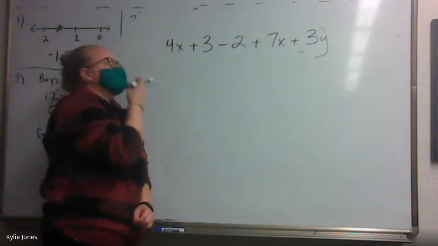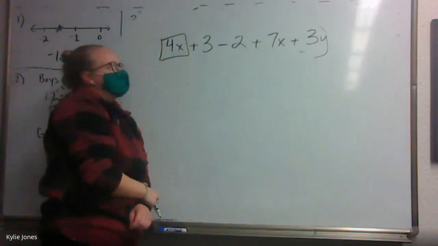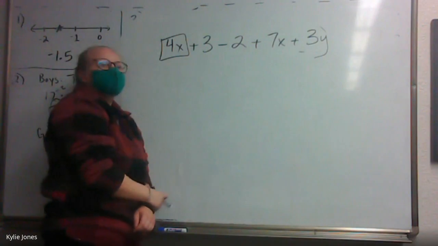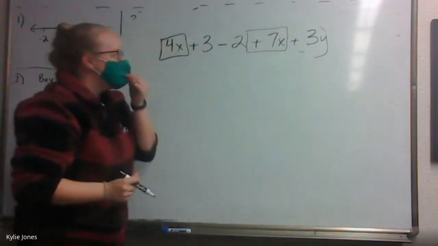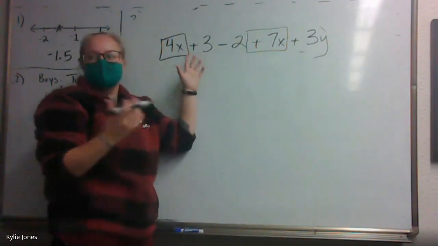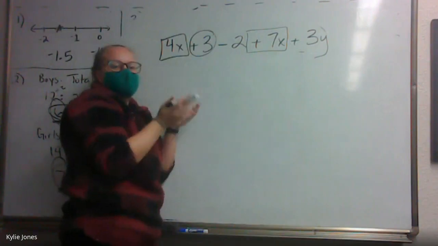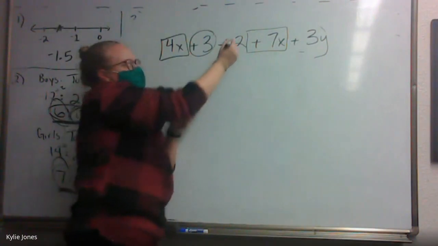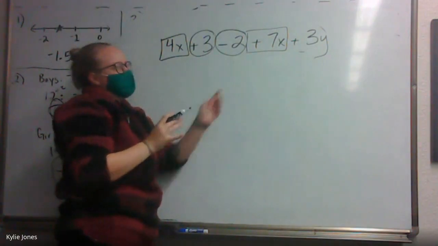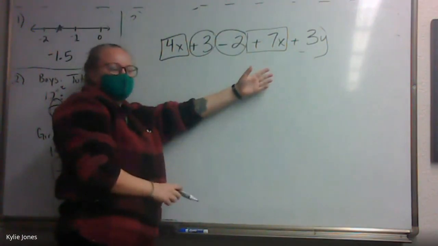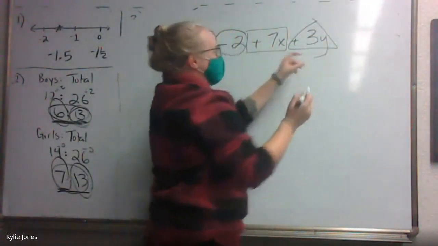Okay. Let's start with the x's. So we have 4x here. What can be combined with it? 7x. Good. Let's go to our 3. This is just a constant, just a number, a positive 3. What number can be combined with the positive 3? The 2, but it's a subtracting 2, right? And then we have that 3y on the end. Is there anything to combine it with? No, it is on its own, so we're going to show it like that.